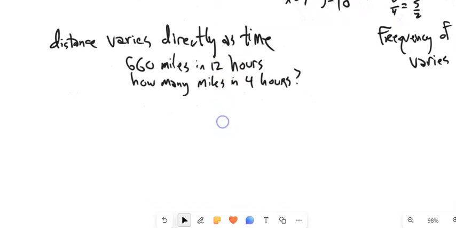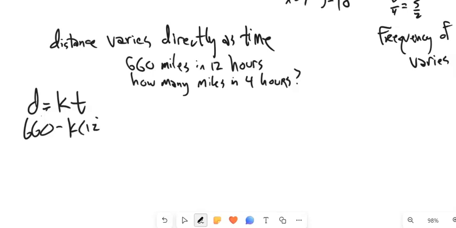Distance varies directly as time. Okay. So that means distance equals some constant times time. That's interesting. That's a lot like distance equals rate times time. So we actually know this is how speed works. Speed, distance, and time, the way they're related to each other, is a direct relationship. So if we traveled 660 miles in 12 hours, our distance would be 660. Our time would be 12.